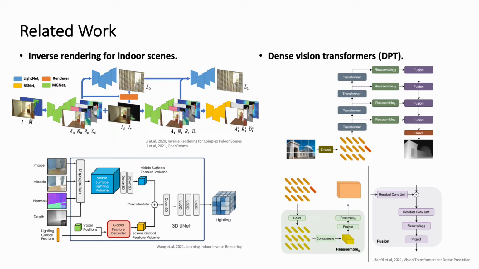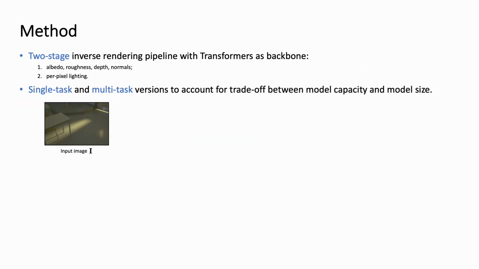There are two lines of work that are mostly related to ours. First is inverse rendering for indoor scenes to produce per pixel estimations or volumetric lighting with a CNN-based design. Another line is dense vision transformers, or DVTs, for depth estimation and semantic segmentation. In this work, we will harness the power of DVTs for inverse rendering tasks.